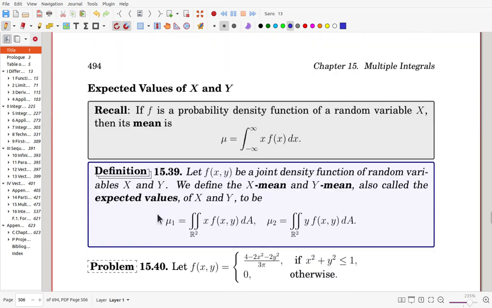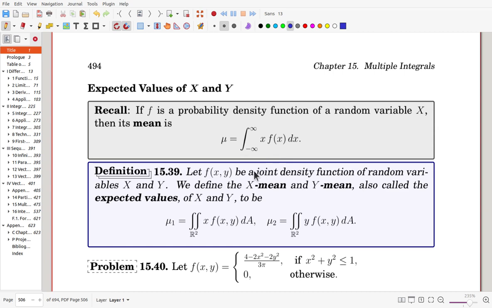Now the expected values of x and y. Again, we start with a recall. If f is a probability density function of a random variable x, then its mean is defined in this way: mu is the integral of x times the probability density function. Again, you learned this one from calculus 2.